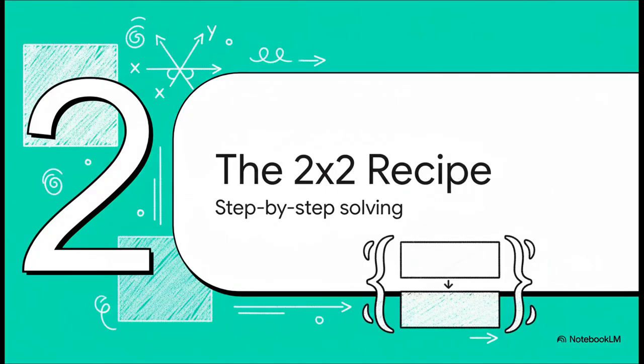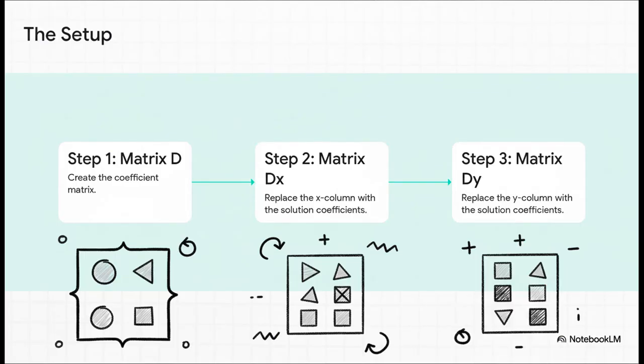Okay, so let's start with the most common scenario, a system with two equations and two variables, like x and y. I'm going to walk you through the recipe step by step. The setup is just beautifully simple. Seriously, you just create three matrices. First, you have the main matrix, D, which is just the grid of coefficients from your variables. Easy enough. Then, to get the matrix Dx, you just swap out the first column, the x coefficients, with the solution numbers. And you do the exact same thing for the second column to get Dy. That's it. That's the entire setup.